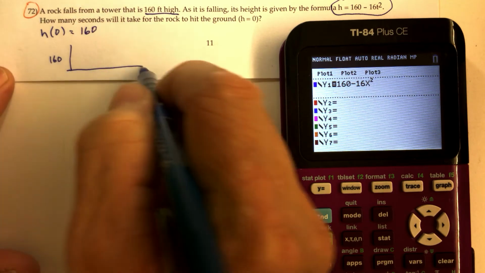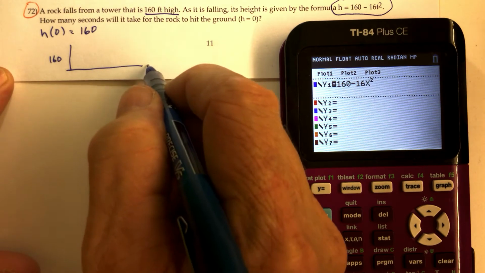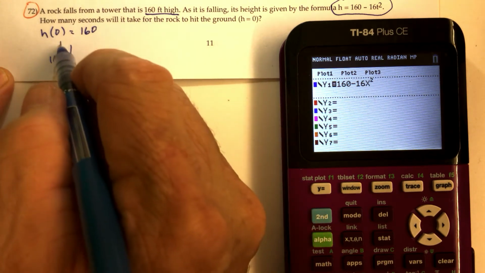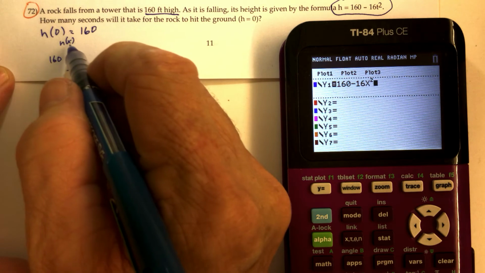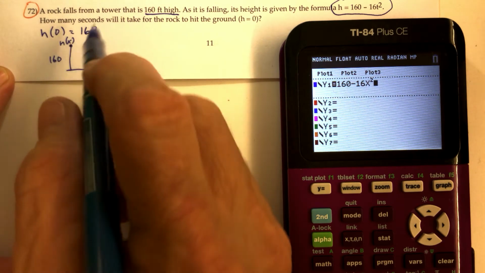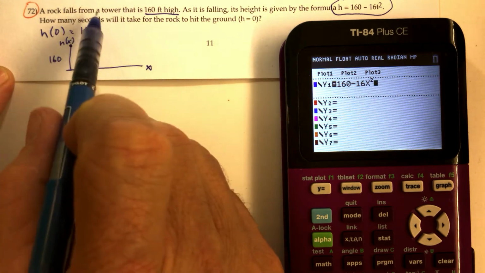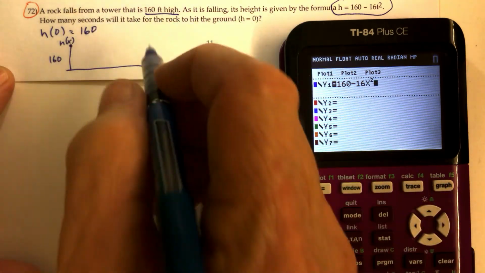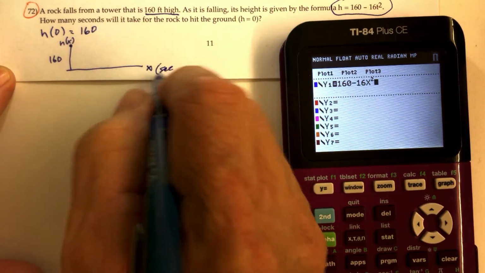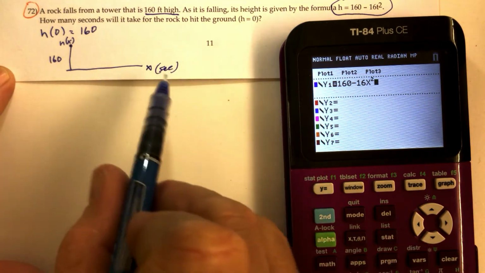Yeah. So at 160 feet high, that confirms what it tells us in the first sentence, by the way. This is the x, and then this is the height in terms of x. And I know it's height in terms of t, but on my calculator I have an x. So the height is 160 at the beginning, and a rock falls from the tower. As it is falling, its height is given by how many? So this is number of seconds. So the x-axis or the t-axis is in seconds.